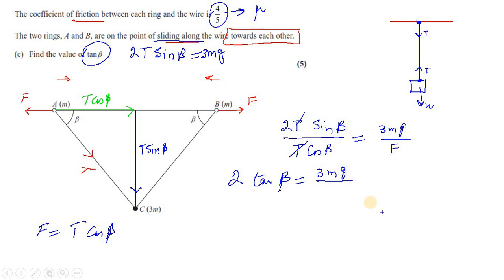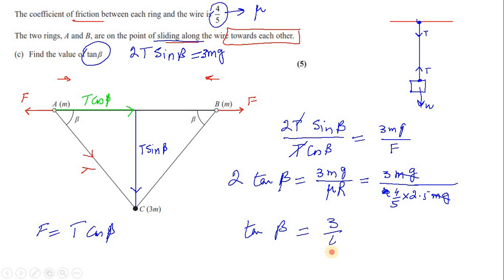And we know that this is the point of sliding, so F is equal to mu R. So you can say 3mg divided by mu into R, and R was 2.5 mg. I just substitute the values together, it will be good. Like mu, I can replace this mu. So F is equal to mu R, mu is 4 by 5, so 4 by 5 into R. R was 2.5 mg. So mg and mg are gone, and you just simplify this, I'm leaving it for you, you rearrange and simplify, and then tangent beta would be equal to 3 by 4. That's how you can find the value of tangent beta.